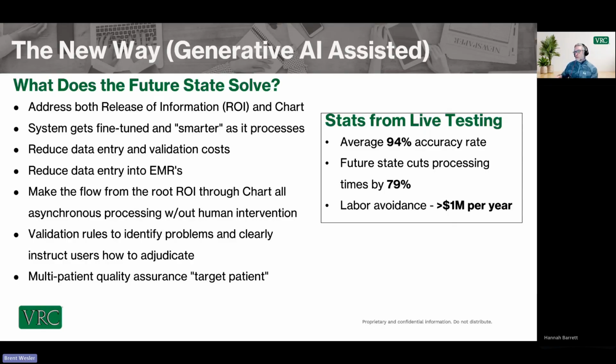The flow is also all asynchronous. You'll see in the next slide how we've done this. It's a much quicker process, and there's less humans involved in that process. And then we're able to really focus the human eye on that adjudication and those validation rules, which you'll see. And then again, we use this multi-patient quality assurance. So we figure out who the target patient is based on the context. The hardest thing about what we're doing is context.